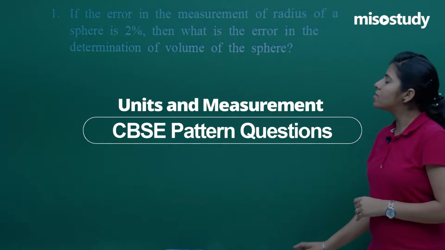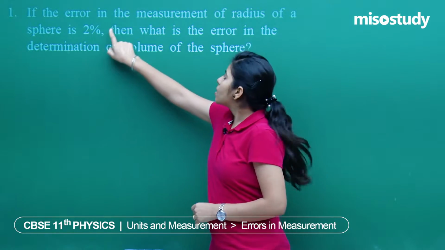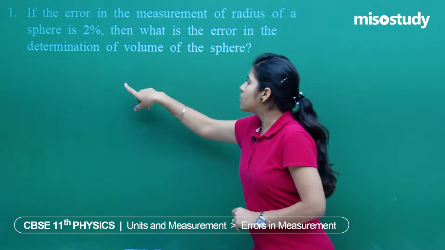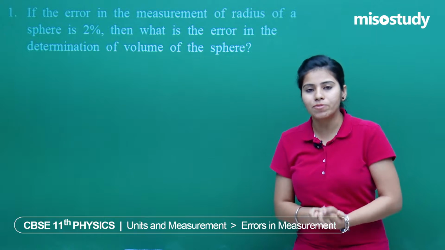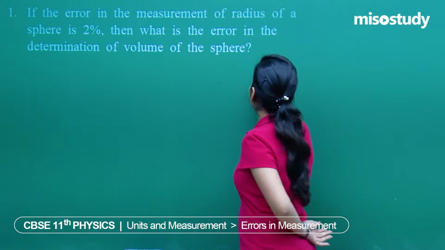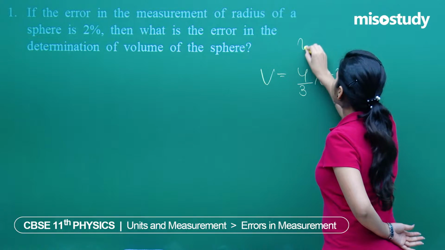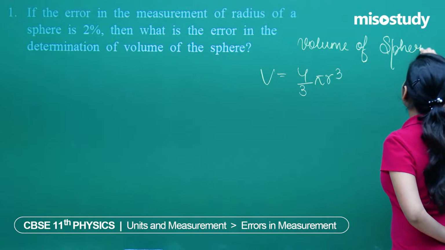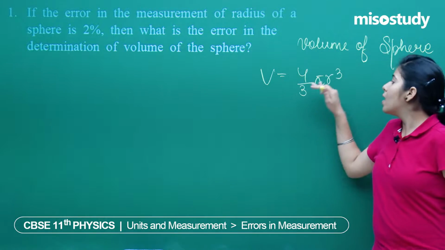Here in the question it says that if the error in the measurement of the radius of a sphere is 2%, then what is the error in the determination of volume of the sphere? Now here sphere has been given, the volume has been given, the radius has been given. So definitely we are going to use one formula, that is V equals 4 by 3 pi r cube. This is nothing but the volume of sphere. Now since we have the formula V equals 4 by 3 pi r cube, which is giving a relation between the volume and the radius.